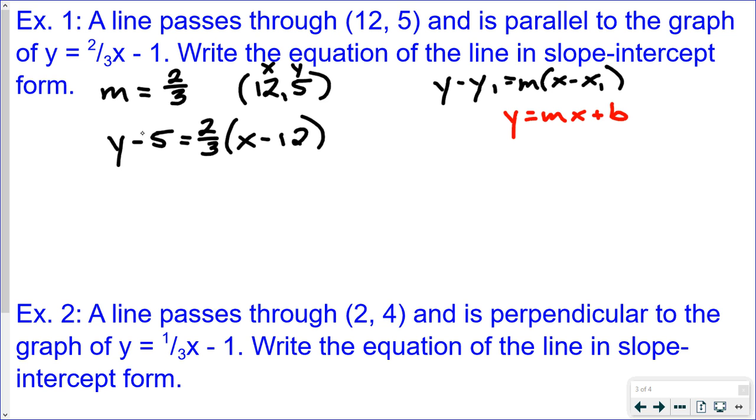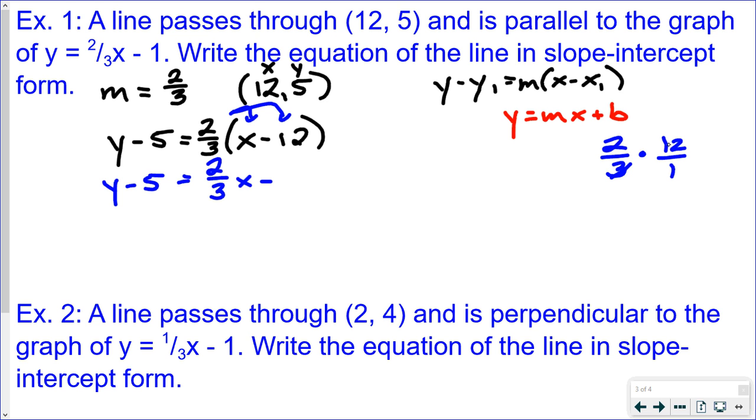So we need to solve this equation for y. To do that, the first thing I'm going to do is distribute to get rid of these parentheses here. So I'm going to distribute 2/3 in here, and that's going to give me y minus 5 equals 2/3 x minus 2/3 times 12. I'm going to do it over here on the side.